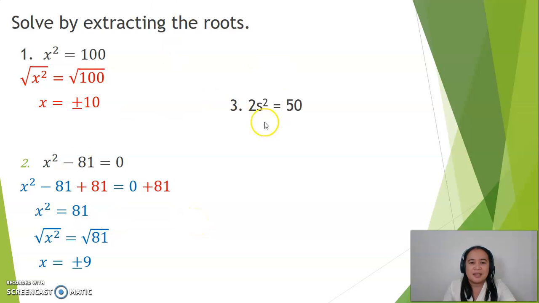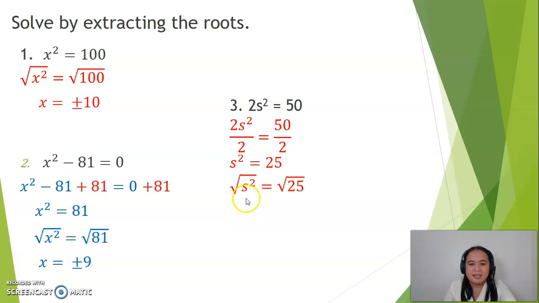Another example. In this case, the value for a is 2. So we have to eliminate 2 first. So to do that, we have to divide both sides by 2. So we can cancel 2 and we will end up with x squared. 50 divided by 2 is 25. Getting the square root to both sides, the result will be x equals positive and negative 5.